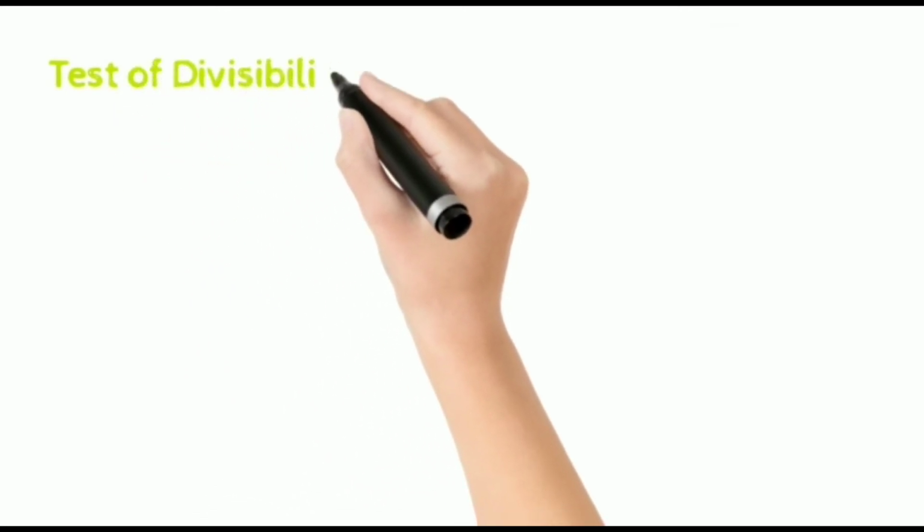Test of divisibility. There are some rules to check the divisibility of numbers. First, divisibility by 2.